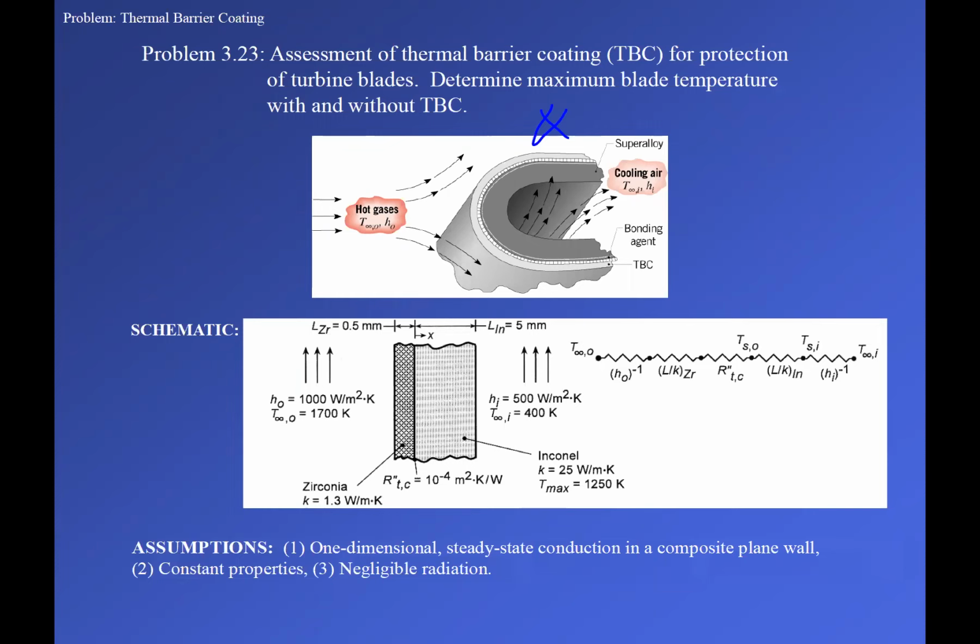Radiation effects may be neglected, and the turbine blade may be approximated as a plane wall. Plot the temperature distribution with and without the TBC. Are there any limitations to the thickness of the TBC?